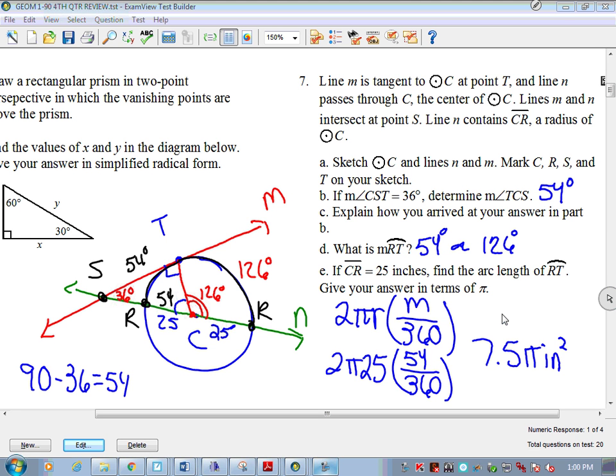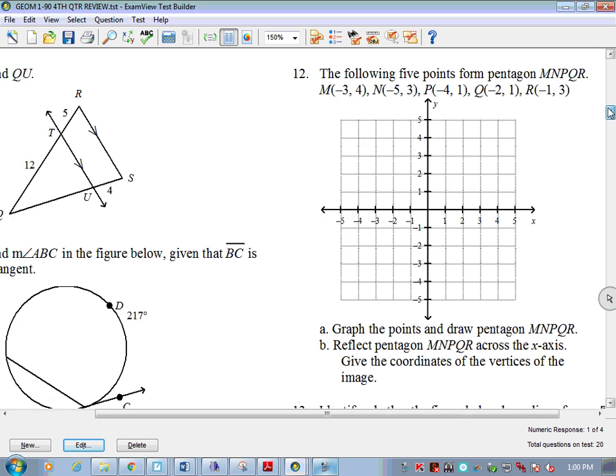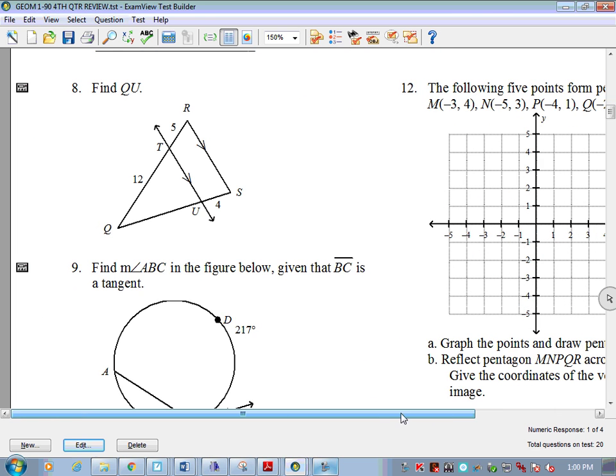On E, find, what do you mean it says find it twice? Oh, okay, the length and the, okay. All right. Number 8. Yeah, that's good. Number 8. Find QU. We want to find this length right here.